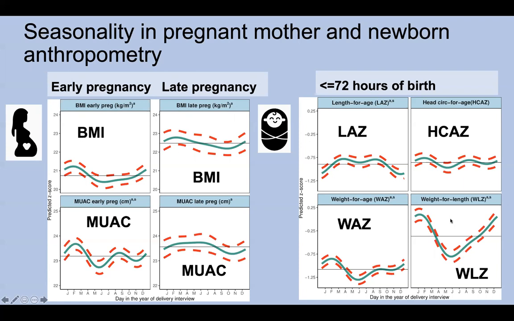Children, the biggest seasonal effect was found in weight-for-length Z score compared to the other outcomes. Head circumference-for-age Z score had no seasonal association, so children's head size seems to be protected from seasonal effects. So broadly, children were born shortest and fattest in the winter, and tallest and thinnest in the summer.